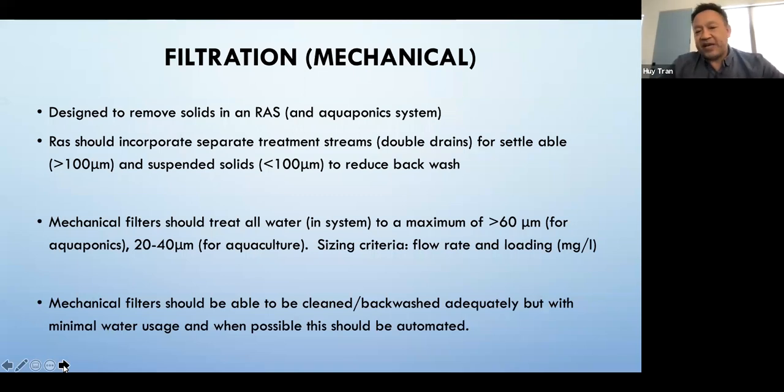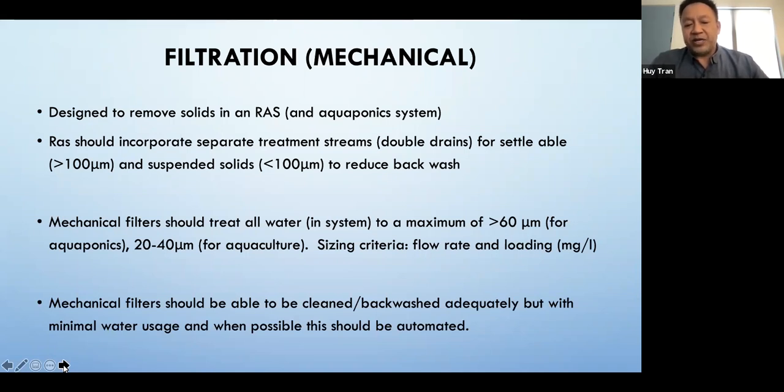Filtration, we're going to talk about mechanical filtration first. So mechanical filtration is designed to remove the solids in a recirculating aquaculture system. RAS really should incorporate a separate treatment stream, double drain for settlement, for settleable solids of greater than 100 micron. That will help reduce some of the backwashing.